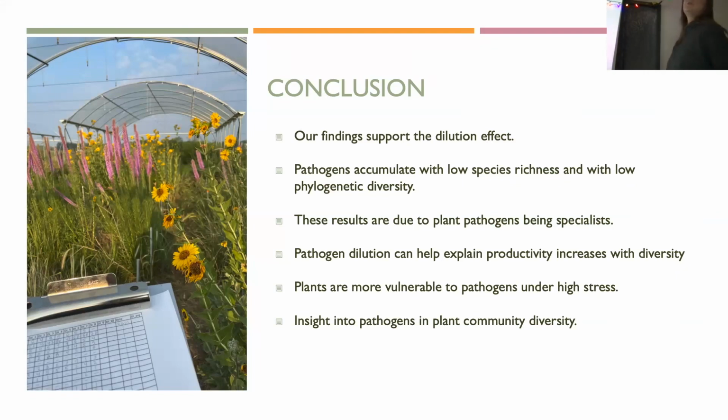And this is due to plant pathogens being specialists. And this can help explain how dilution can help productivity increase with more diversity. And we also found that plants are more vulnerable to pathogens under high stress. And this gives us some insight into plant community diversity.